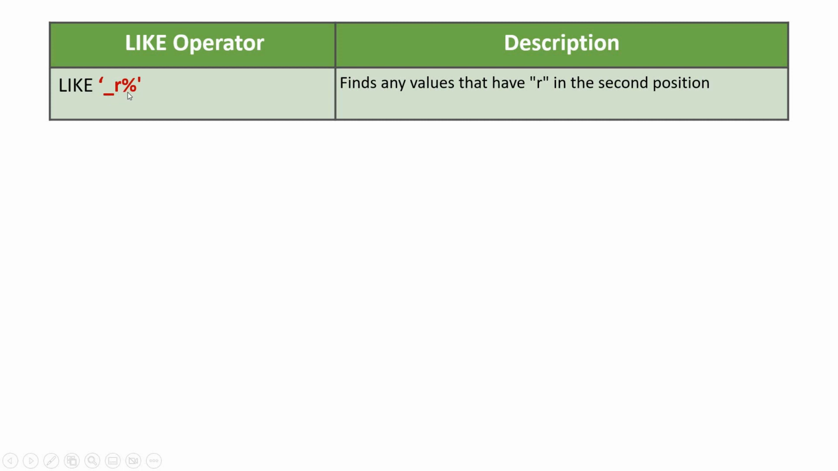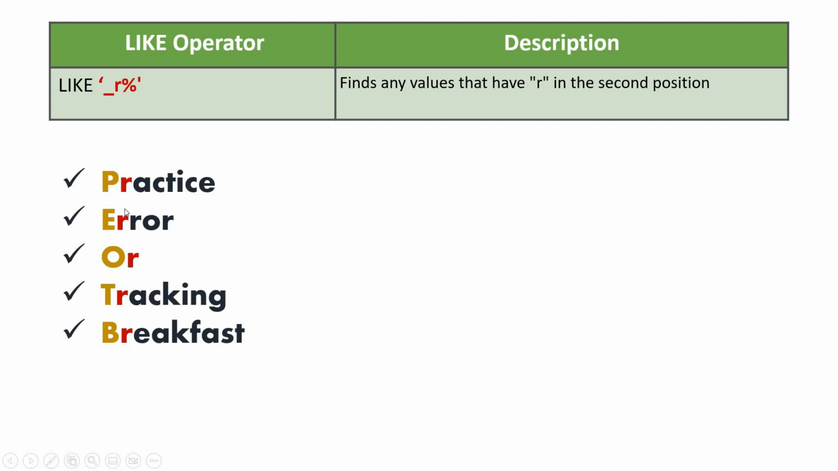And after the R we have %. That means any number of characters. So this search pattern will give us this type of outcome. So you can see R is at the second position in each outcome. So guys, it is very easy to create search pattern.